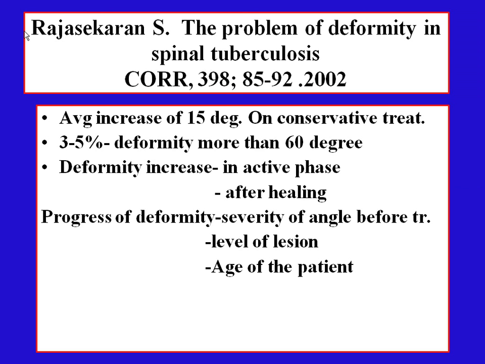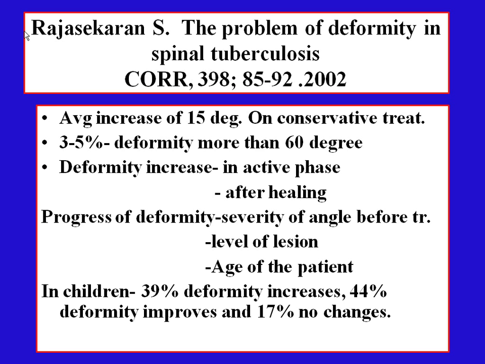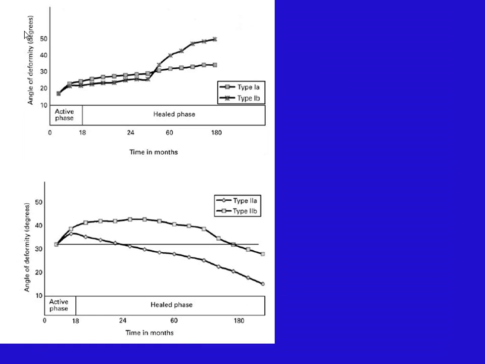And this is a landmark study where the natural history of kyphosis in children has been studied, and we know that there is an average increase of 15 degrees on conservative treatment, 3 to 5% deformity more than 60 degrees, deformity increases in the active phase and after healing, and progress of deformity is more with severity of angle before treatment, level of lesion, and age of the patient. Summarily, in 39% deformity increases, in 44% deformity improves, and in 17% no change. So we need to concentrate on those 39% cases which are likely to increase.